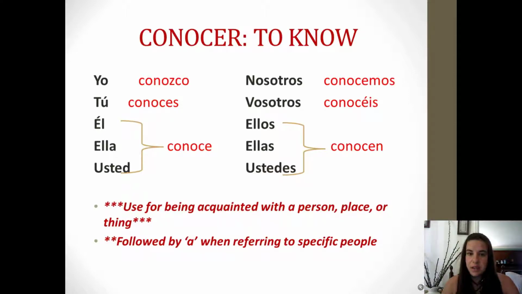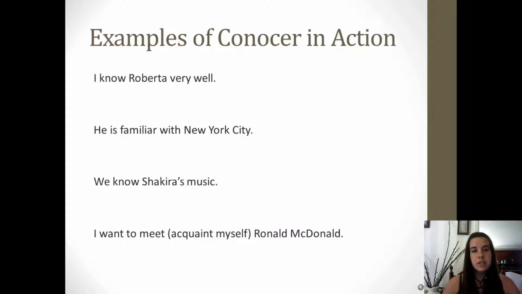Whenever conocer is followed by an a, it means to know a specific person. So here are some examples of conocer in action. I know Roberta very well. Now we're talking about knowing a specific person, so we have to follow conocer with a. Yo conozco a Roberta muy bien.